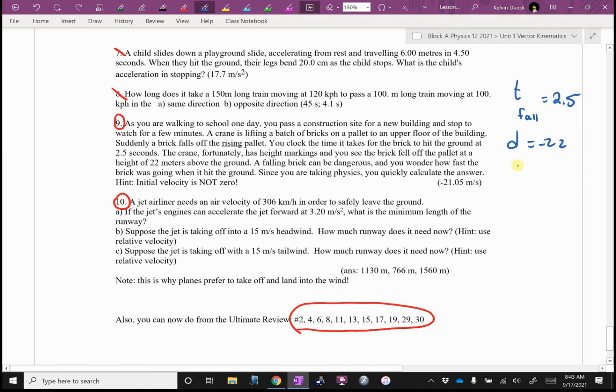I do know in free fall, you wonder how fast the brick was going when it hit the ground. What does this want you to find?